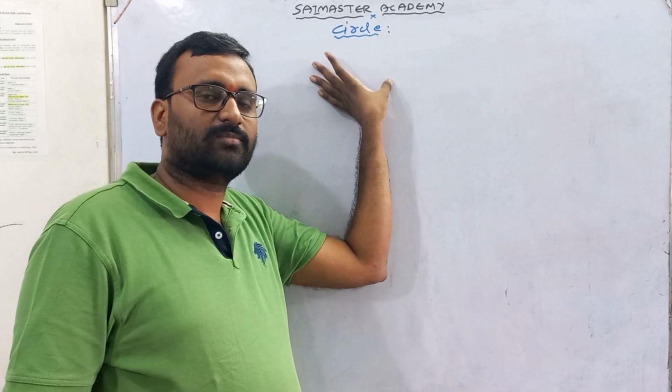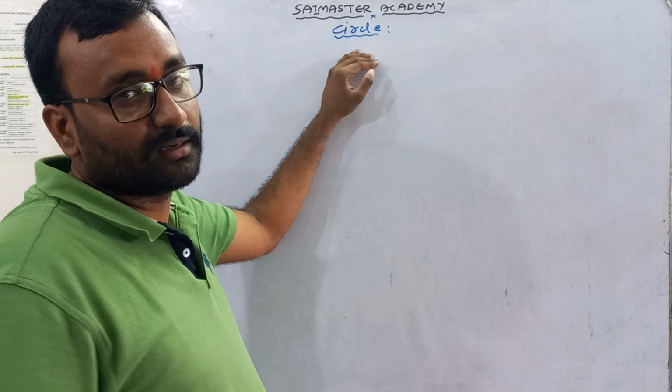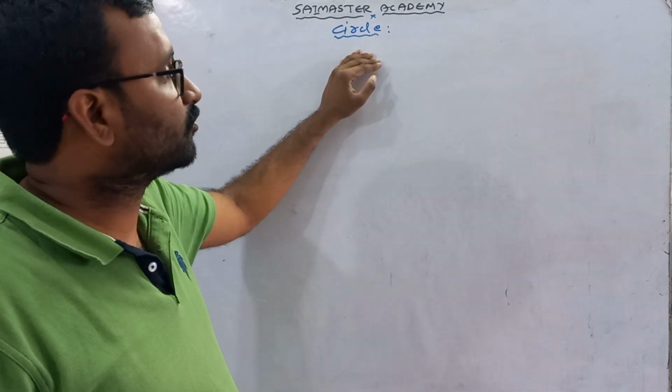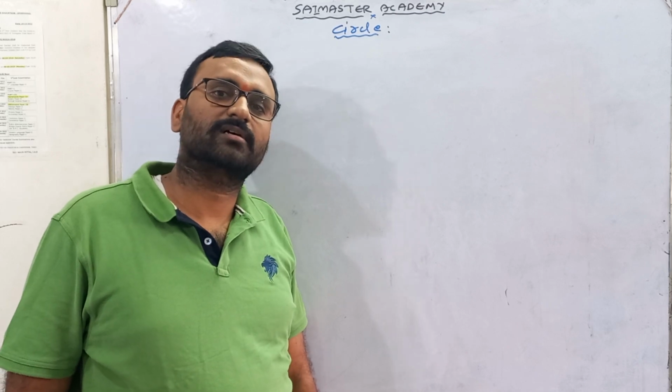We are going to discuss the circles chapter in Maths 2B, which has a very huge weightage for IPE: 22 marks. Two long answers, one short answer, and two very short answers.